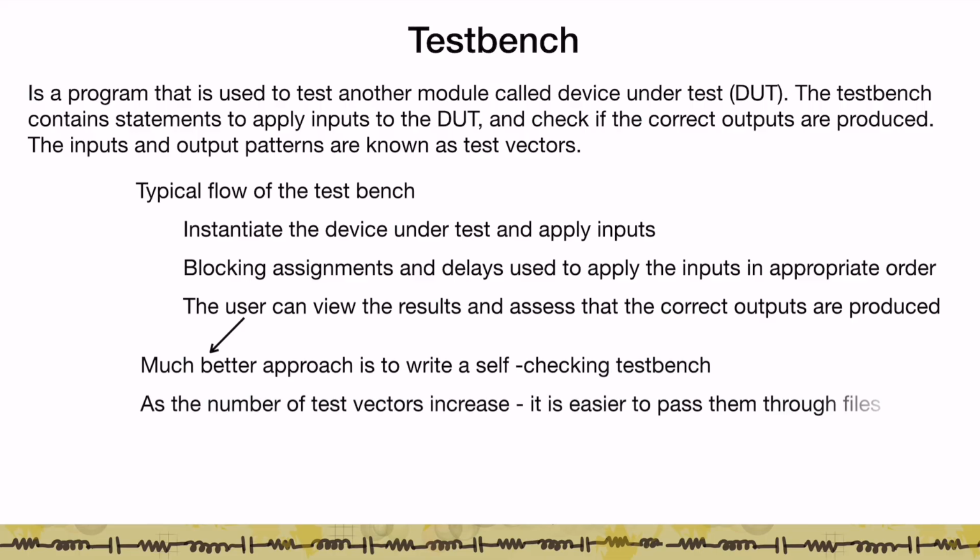Now, a much better approach, instead of making the user view the results and inspect the output, is to create what is known as a self-checking test bench, where you pre-program the test bench to check the outputs by itself and flag if there's any discrepancy between the expectation and reality. Another very efficient method, which you'll use a lot as you build larger circuits, is to use files where you put in all your test vectors and you let it rip on a particular module. So I'll give you a couple of examples of both.